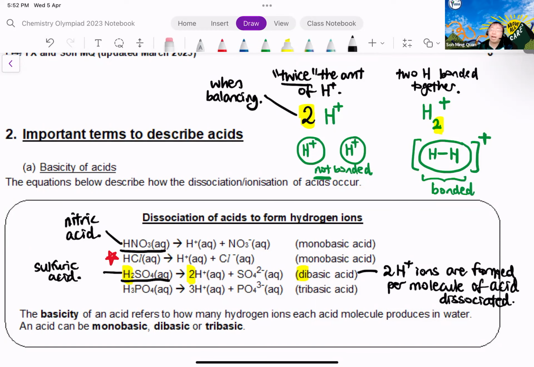Okay, and needless to say, the last one, H3PO4, phosphoric acid, is tribasic because it produces 3 H+ ions per molecule of acid dissociated.